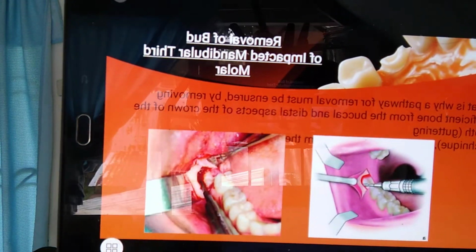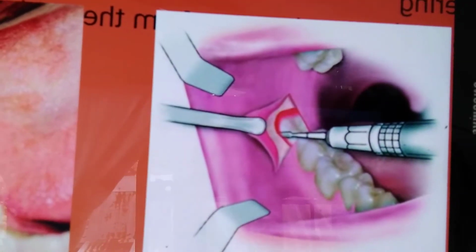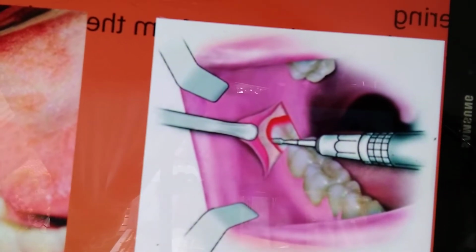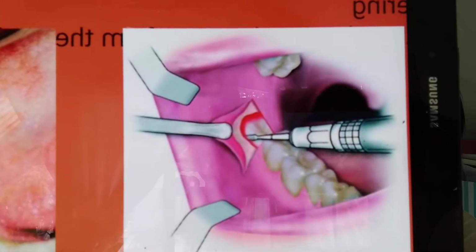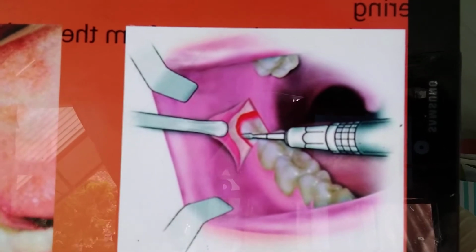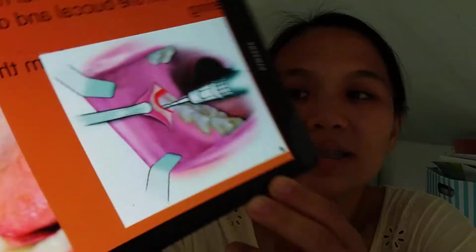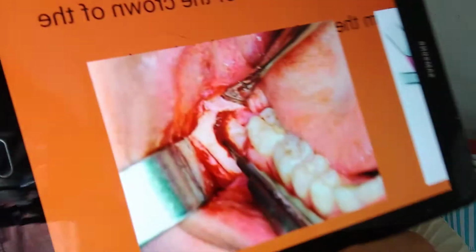Okay? And the next step is a pathway. A pathway for removal must be ensured. This one right here. Must be ensured by removing sufficient bone from the buccal and distal aspects of the crown of the tooth using a guttering technique so that its elevation from the socket is not hindered. This is the clinical photograph.